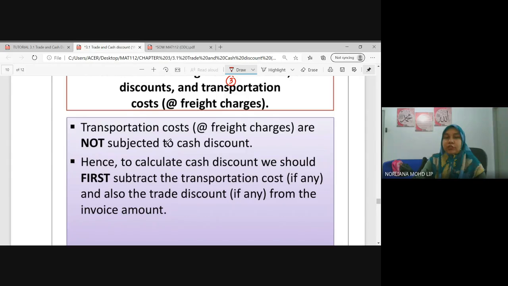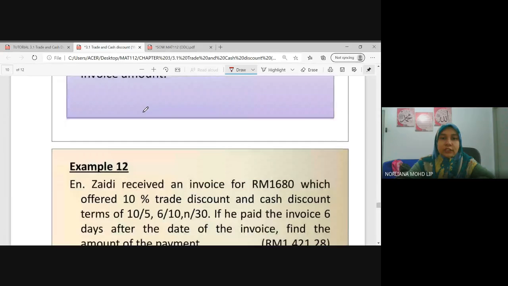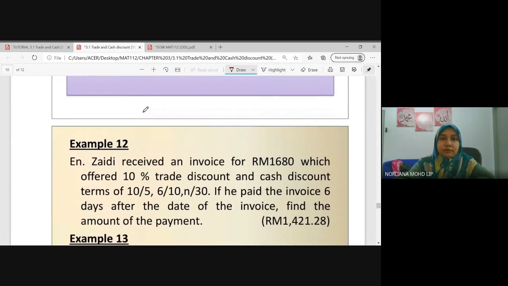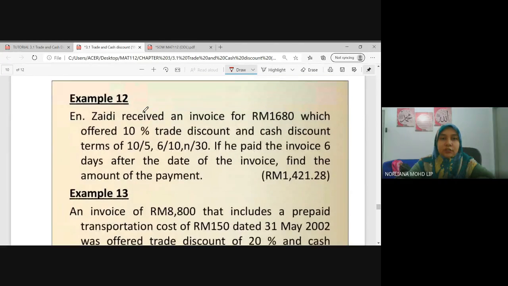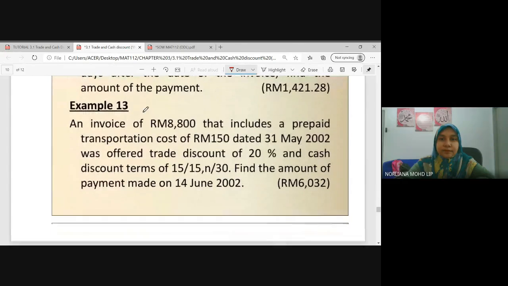Maksudnya kat sini untuk transportation cost dia tak termasuk dalam cash discount ataupun trade discount. Jadi first awak kena deduct transportation cost dulu. Last baru tambahkan balik transportation cost untuk kira total payment. Contohnya kat sini, yang ni tak ada transportation cost. Soalan 13 ada transportation cost. Kita tengok dulu soalan 13.